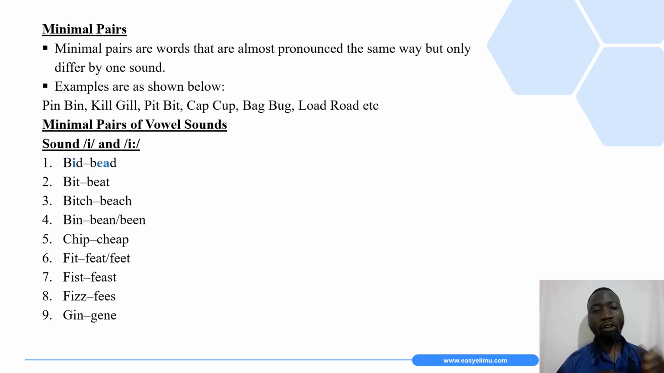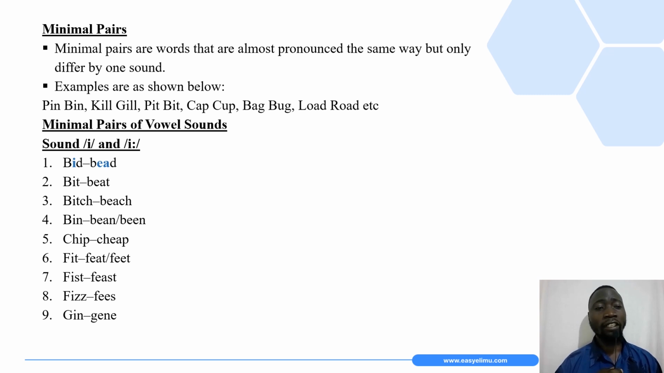So they are different from homophones. Homophones, remember, are words that are pronounced the same way but differ in meanings. So minimal pairs are almost pronounced the same way, but they only differ with one sound. So examples are as shown below.